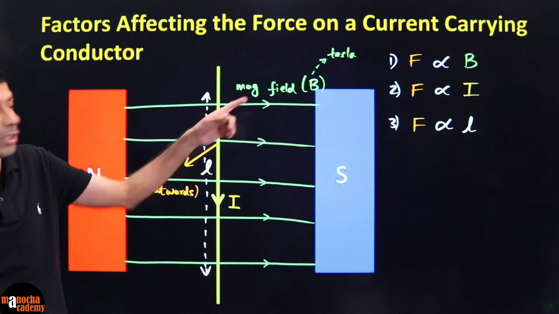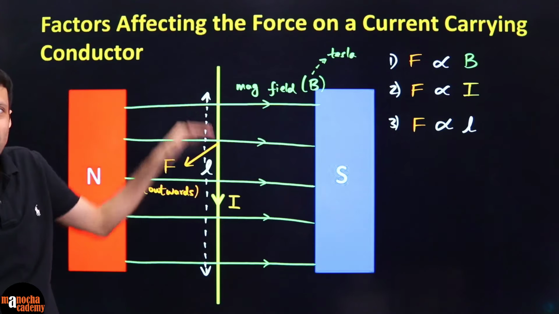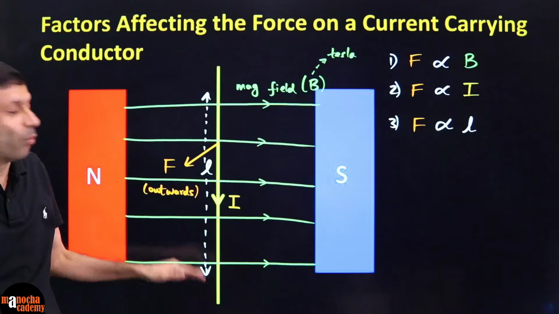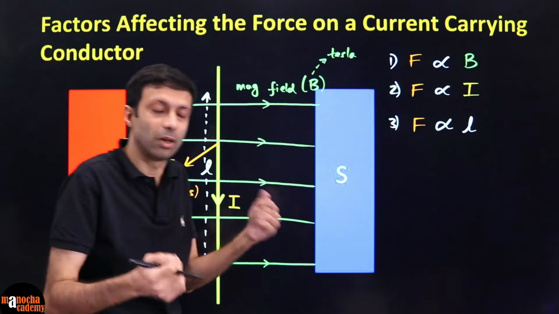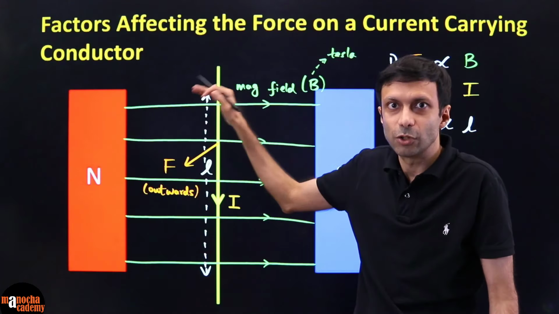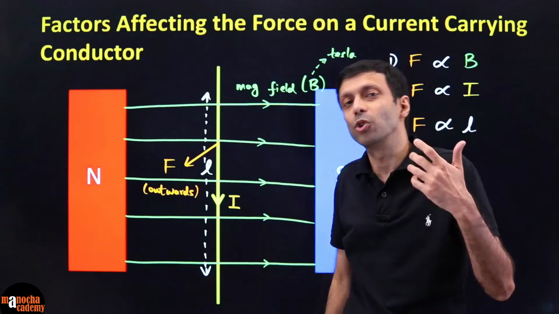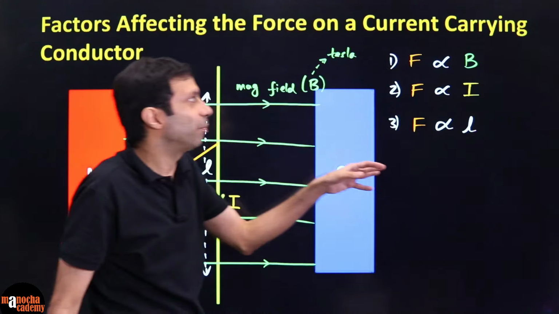So it is directly proportional to the magnetic field, to the current flowing, and to the length of the wire placed in the magnetic field. So obviously, if the wire is longer in the magnetic field, or the magnetic field's length is longer where the current is flowing through, force will be more. Again, scientists have checked this. So these are the first three important factors.